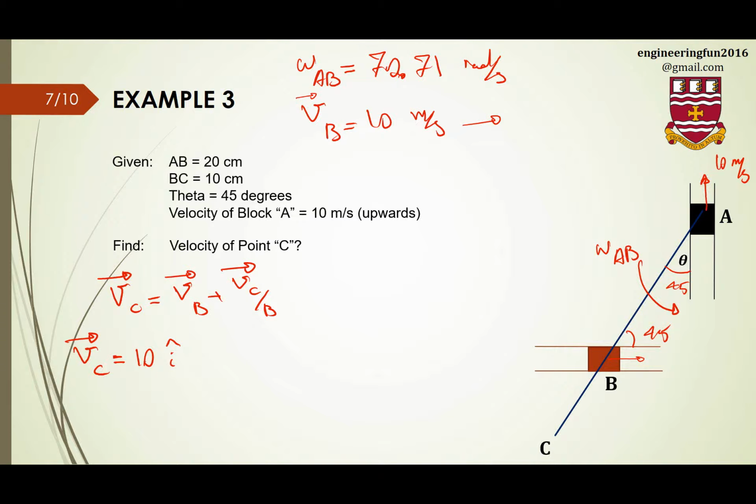Velocity of C with respect to B means that when point B is fixed, we want to find the velocity of point C. So if this is our omega BC, this will be the velocity of C with respect to B, perpendicular to the rod here.